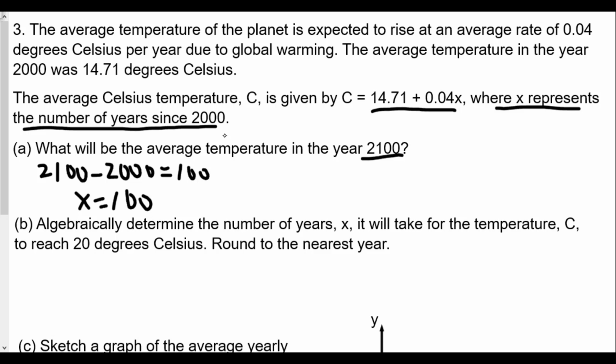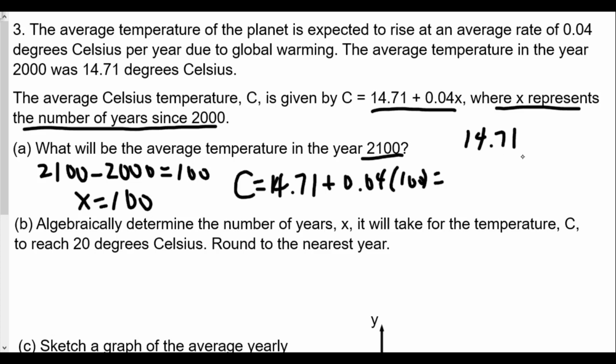And so now we plug into our formula. C is equal to 14.71 plus 0.04. Now, instead of x, we plug in 100, which means we're going to get 14.71 plus, now 0.04 times 100 is just going to be 4. And therefore, the answer should be 18.71 degrees Celsius. And so that's the answer for 3A. That's the average temperature expected to be in the year 2100.